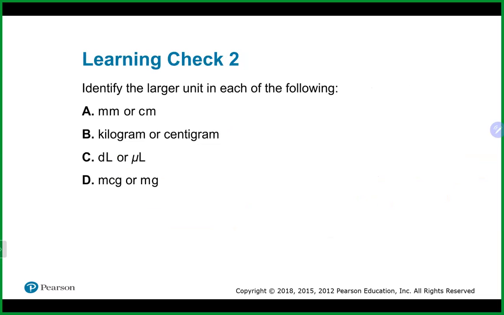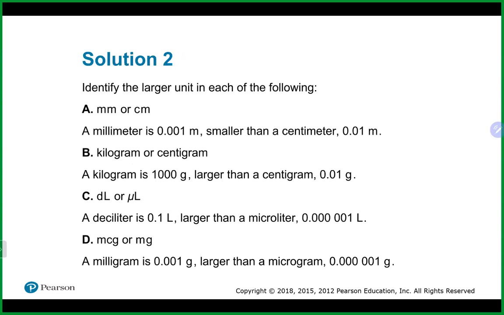All right, identify the larger unit here, millimeter or centimeter. It is a centimeter. Kilogram, centigram: kilogram. There you go. Deciliter, microliter, and microgram, milligram: milligram would be the larger. So again, the smaller unit will typically have a larger amount to fit in the larger unit.